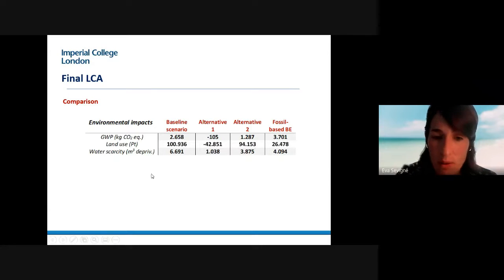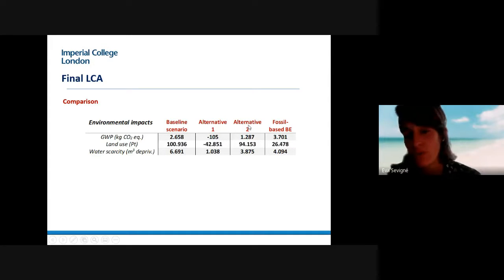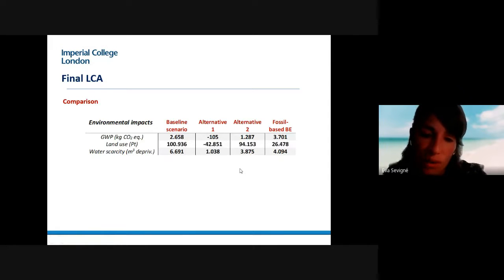And in the case of the water scarcity, both alternative 1 and alternative 2 represent a reduction in the impacts of the water consumption in relation to the fossil-based butyl esters. But in the case of the baseline scenario, the Bester process still represents an increase of the water consumption.